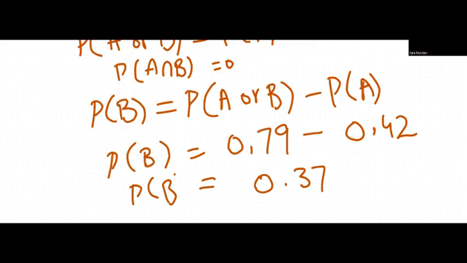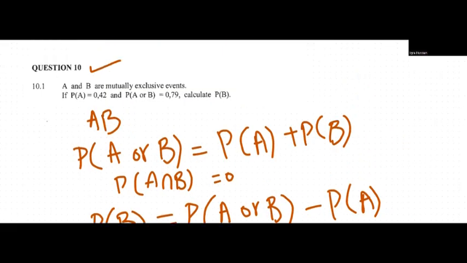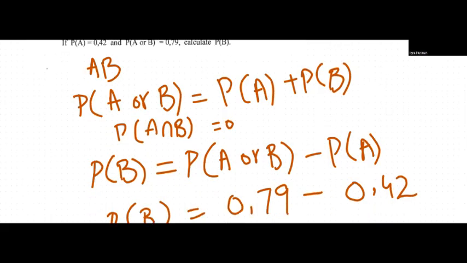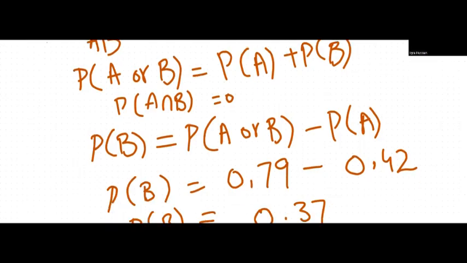Okay. So we have repeated this: A and B are mutually exclusive events. So we have P of A, and P of A or B is equal to this. And we have to calculate P of B. If the intersection of this equals 0, we have to find out P of B. So the formula is P of B equals P of A or B minus P of A. And we simply put the values in this equation and get the answer, okay?